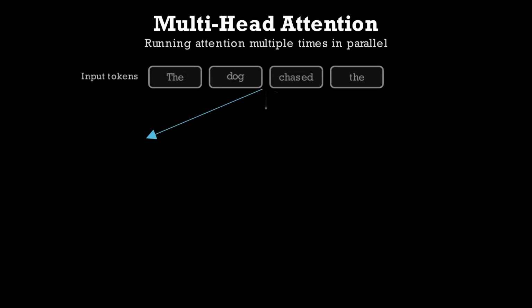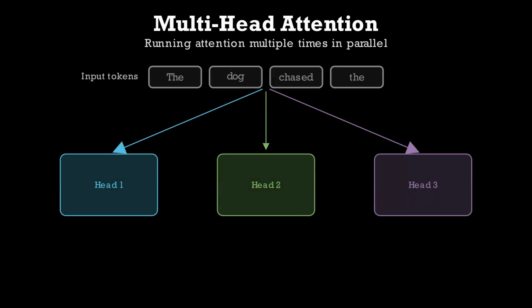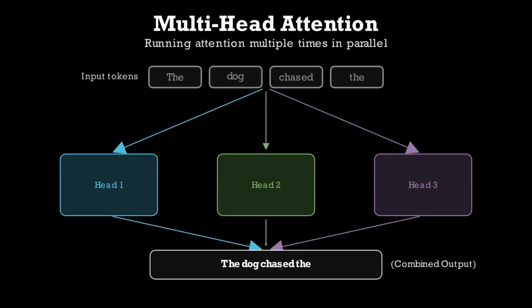Now, instead of running attention once, the model does it multiple times in parallel. Each parallel attention process is called a head. Different heads do different things. One might update nouns with adjectives, one might update verbs with adverbs, and one might update nouns based on verbs, like in the previous example. In the end, their results are combined.